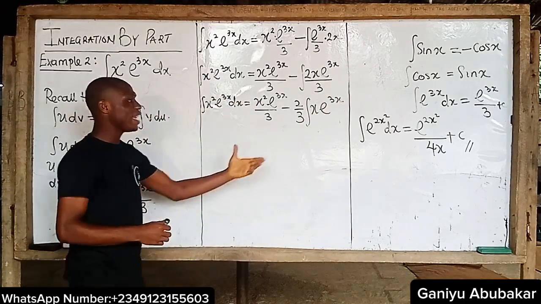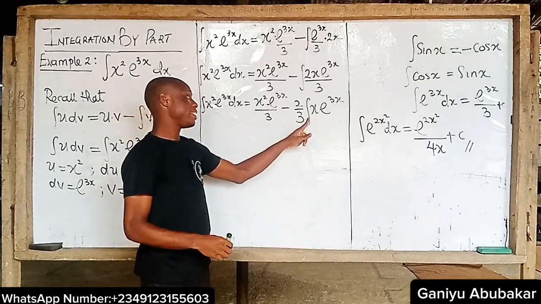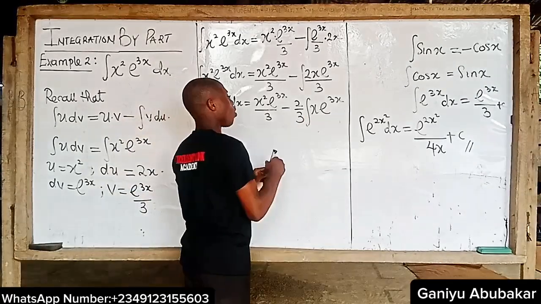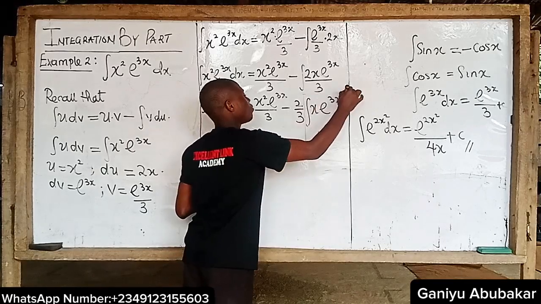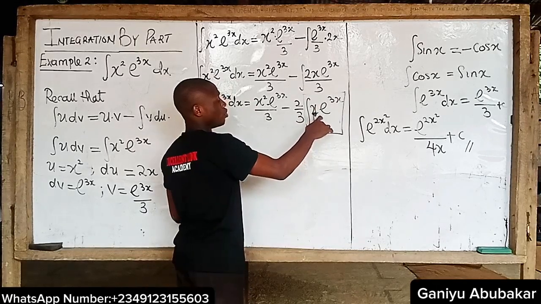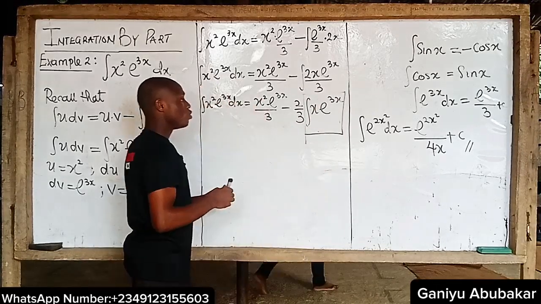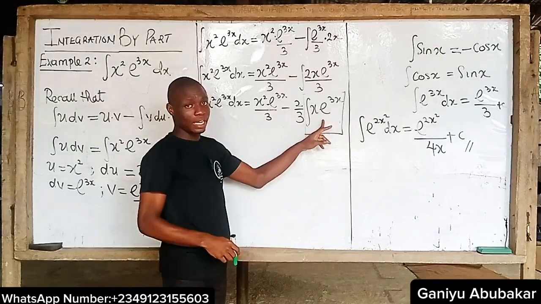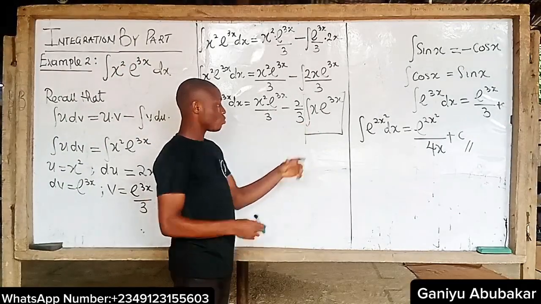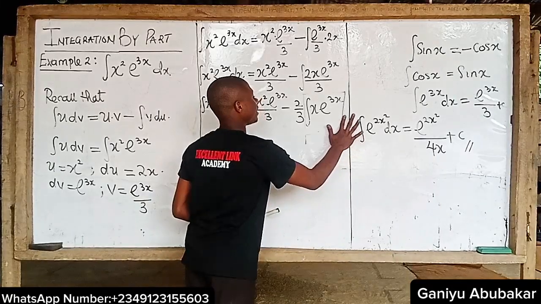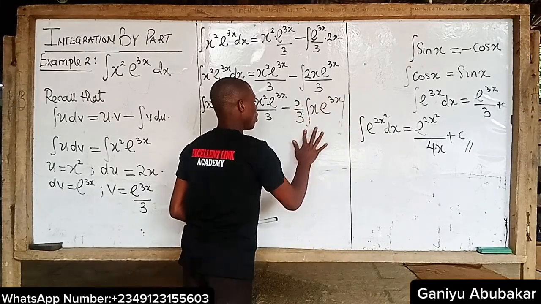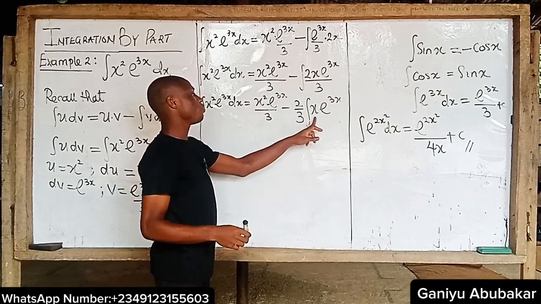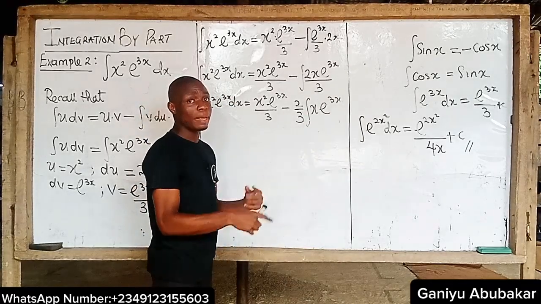At this point, I can't leave this as my answer because I can see an integral symbol and two variables here. So this one in the center, I'll solve it again using the idea of integration by parts, because there are two things multiplying here. So I'll apply by parts again. I have to pick out this one and solve it again using by parts.